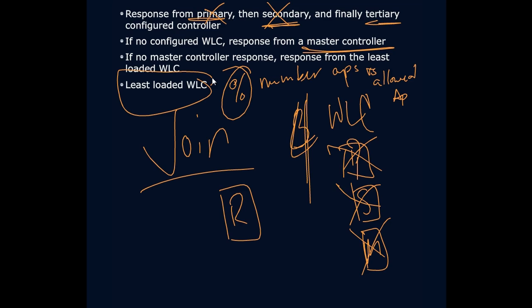Even though it only has 24 APs, it is running at 96% of its capacity, whereas the large wireless LAN controller that's running 250 APs but has a licensing of 500 has only 50% utilization. That is less loaded than the lower number of APs assigned to that 25 AP wireless LAN controller.